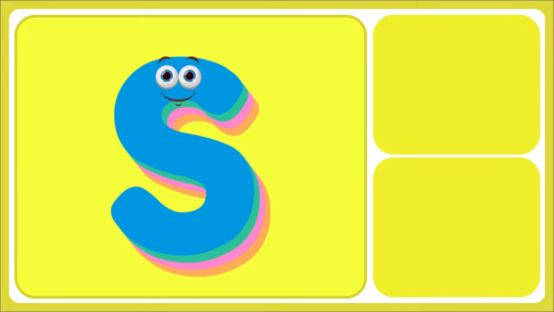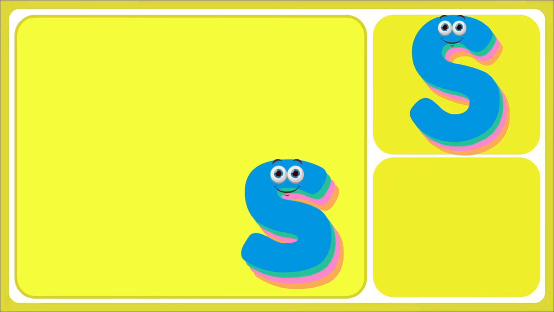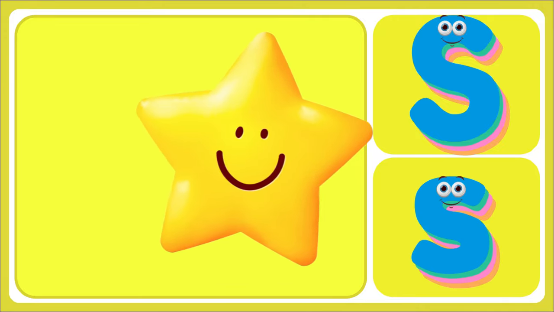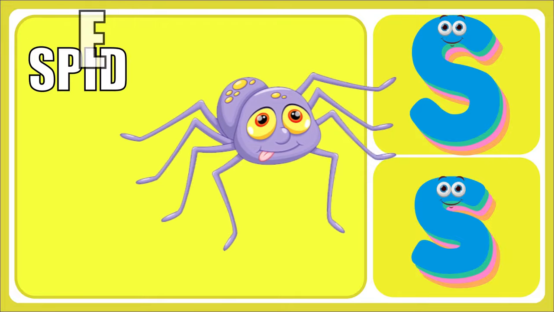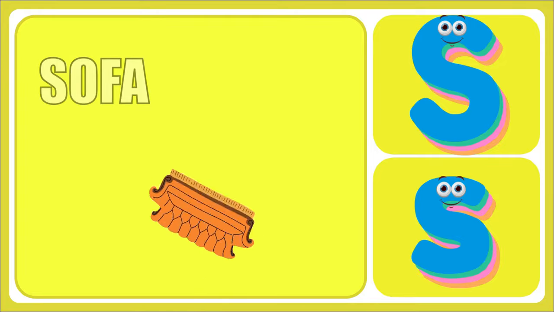Have you ever seen the letter S? Hi, I am letter S. And my sound is sa, sa, sa. And the words that start with me are star, sa, sa, star. Spider, sa, sa, spider. Sofa, sa, sa, sofa. Today we will learn alphabets and their sounds.